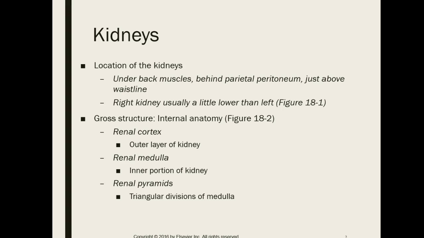They're located under the muscles found in the back, behind the parietal peritoneum, just above the waistline. If it's located behind the parietal peritoneum, that's referred to as retroperitoneal, so it actually sits outside of the peritoneum. The right kidney is going to be just a little bit lower than the left.